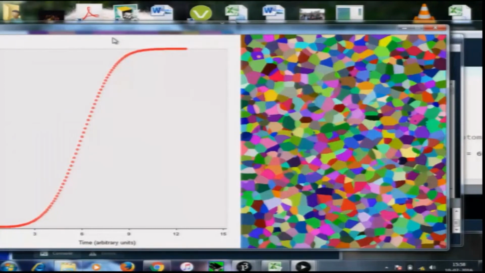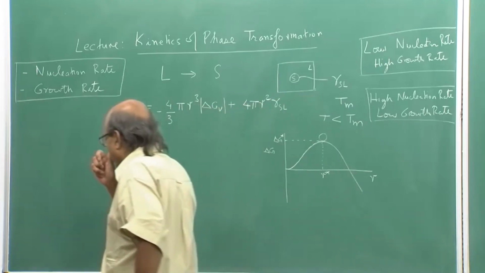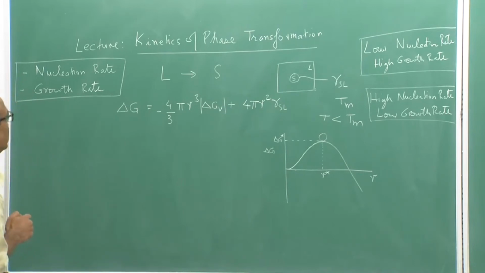We will be talking about the sigmoidal curve in great detail later, and how we can mathematically model this. That also we will be looking at in later lectures. First, we need to understand very clearly how the nucleation rate and the growth rate can be modeled. Once we know that, we will combine those two, and then we would be able to obtain this sigmoidal curve for the kinetics of phase transformation.